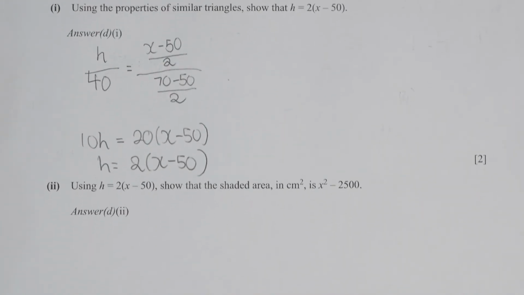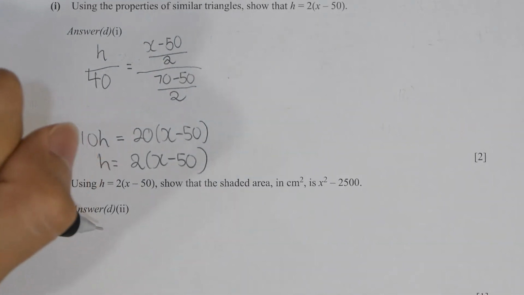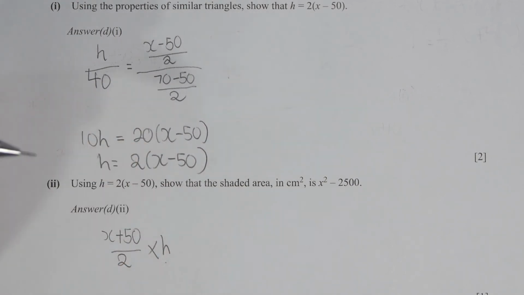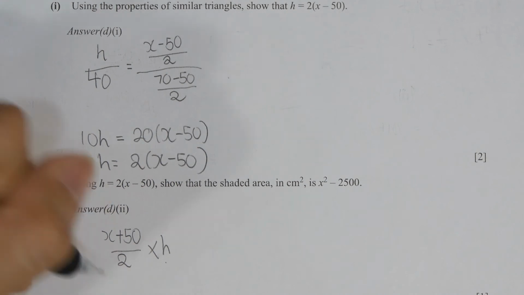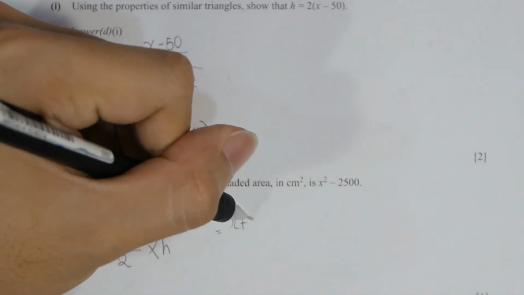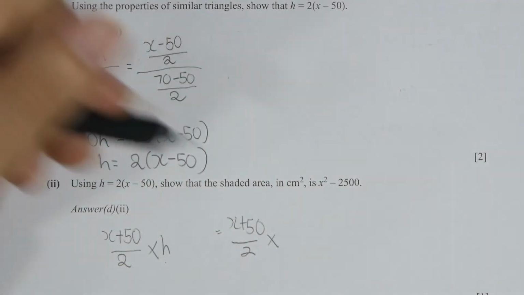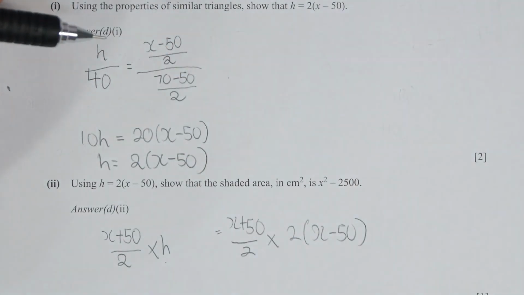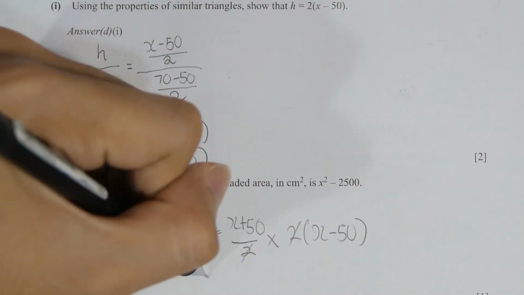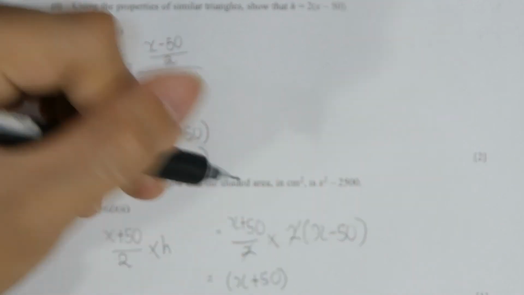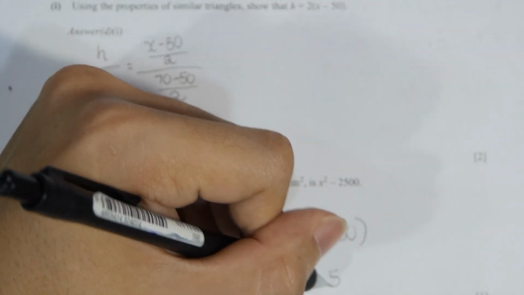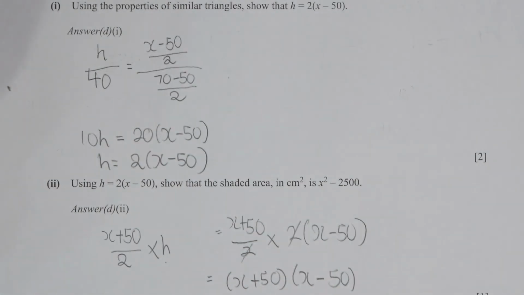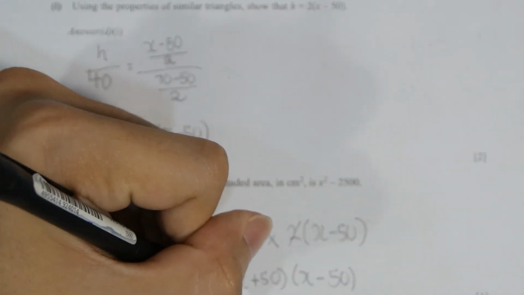Okay, so with the formula that we have earlier, show that the shaded area is x squared minus 2500. So simply take the formula which goes by x plus 50 divided by 2 multiplied by h. Okay, run the calculation. Okay, then you will get x squared minus 2500 as the final result.